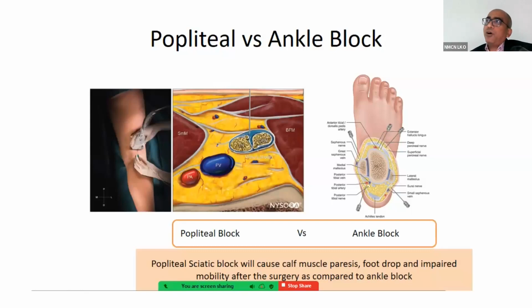While in ankle block, this is very minimal because most of the muscles which might be blocked are the peripheral ones. So the patient doesn't feel too much difficulty in walking. And also it is technically easier to perform, though these are the 5 nerves which we have to block individually. But technically it is much simpler as compared to the popliteal block. So I shall be discussing the ankle block itself.